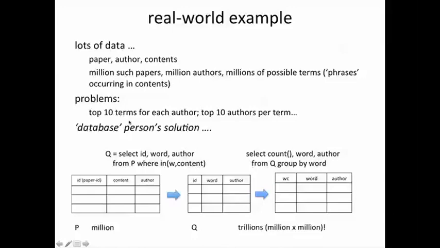Now suppose you wanted to find the top 10 authors for two terms, say a combination of terms, or you wanted to find the top 10 terms for two authors who wrote together. This solution doesn't work anymore. So we see that the database mindset doesn't quite work in such high dimensional spaces where you have millions of terms and millions of authors and you're trying to find counts of combinations between them.